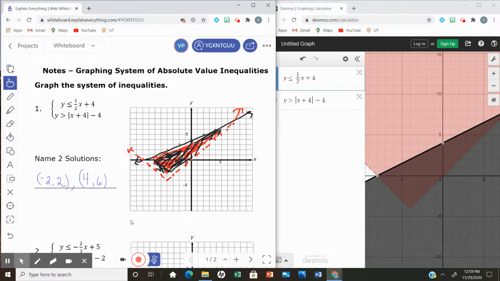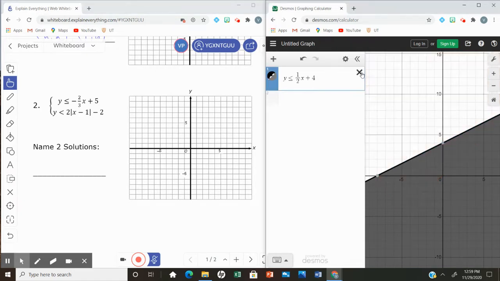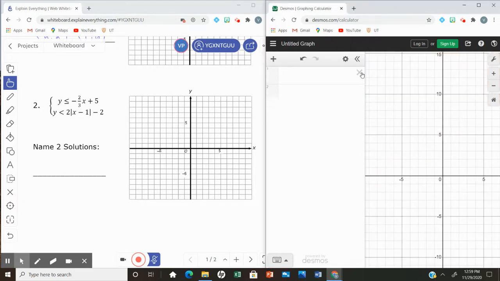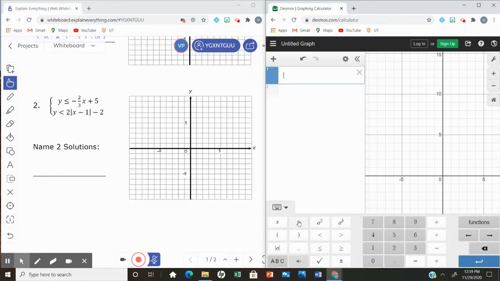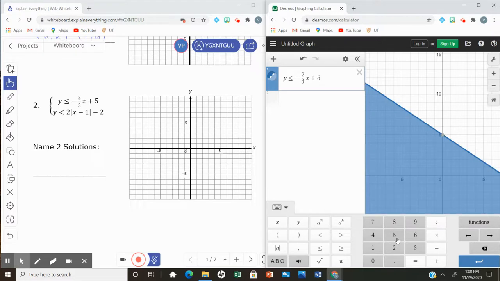Okay, so let's go ahead and try another example. Let's look at number 2. Another linear inequality as well as another absolute value inequality, just to continue practicing typing these in. So we're going to start off with y on the first inequality is less than or equal to -2 divided by 3. Because of the fraction, we're going to arrow to the right, put our x plus 5. So a solid line, shaded below. This does have a negative slope on the line.